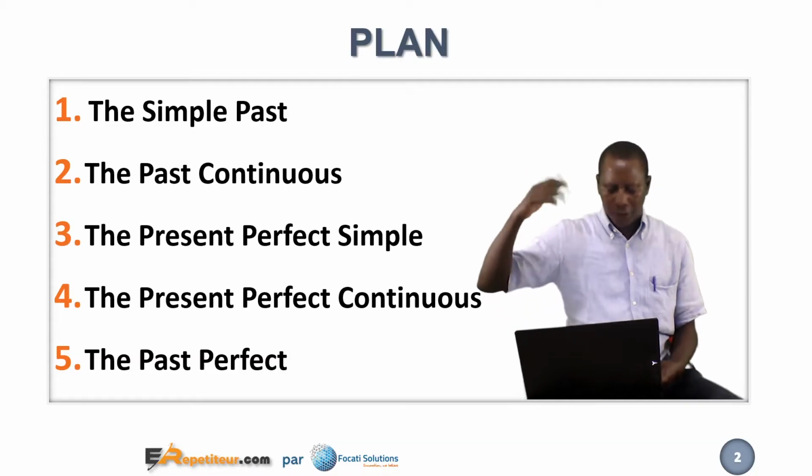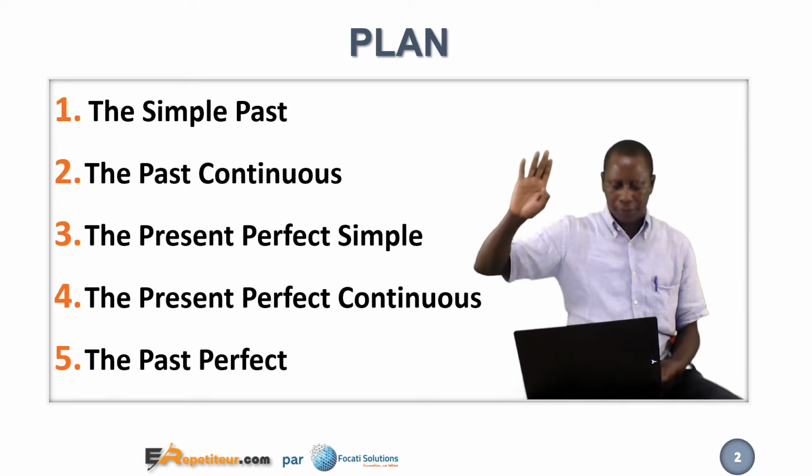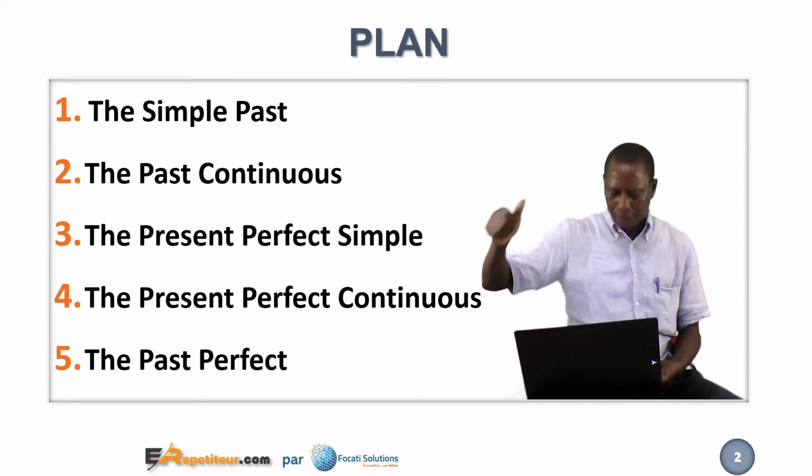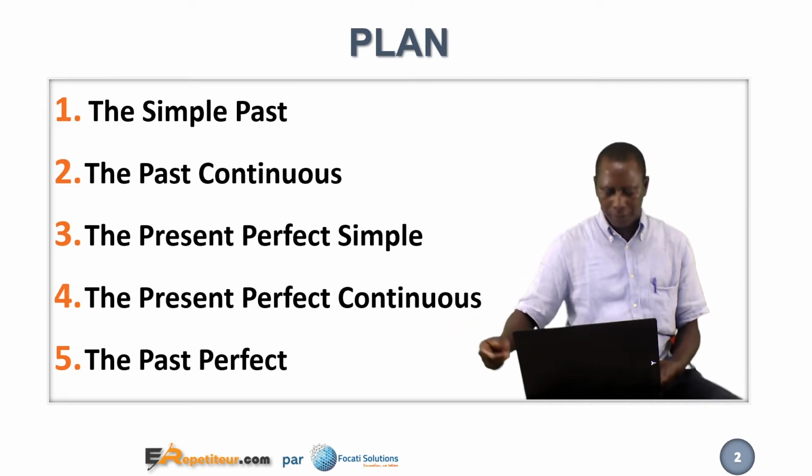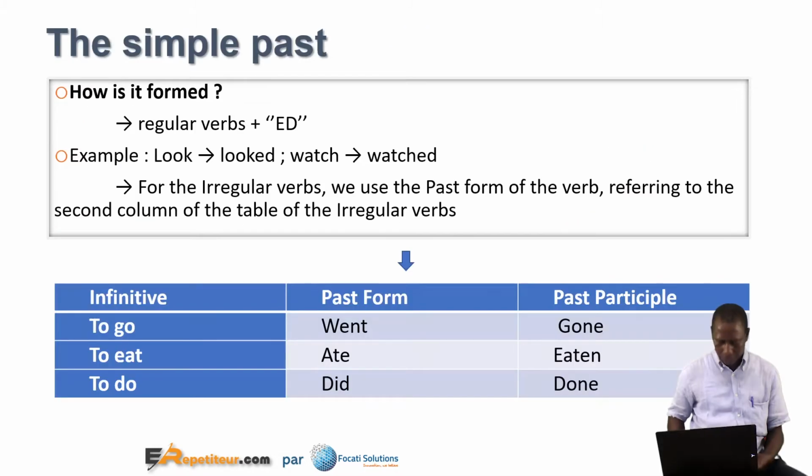But before that, let me tell you that we will be dealing with 5 tenses. The simple past, the past continuous, the present perfect simple, the present perfect continuous, and the past perfect. Now, the simple past. How is it formed? First of all, with regular verbs, we just add ed. Example, look, looked, watch, watched.